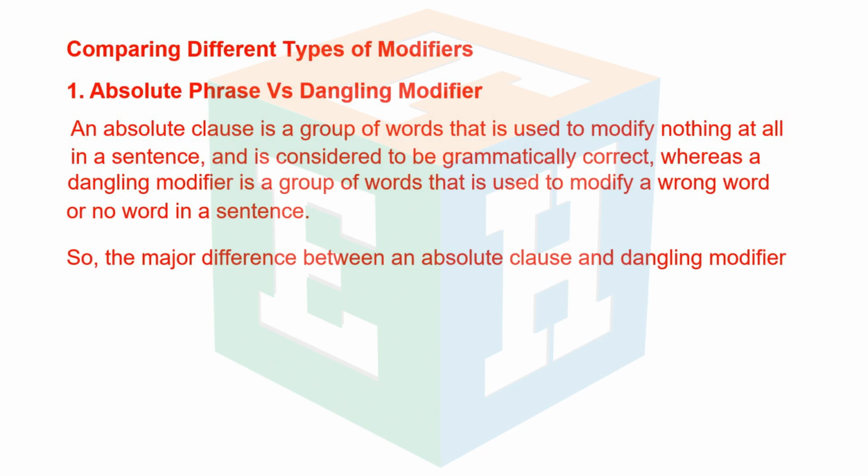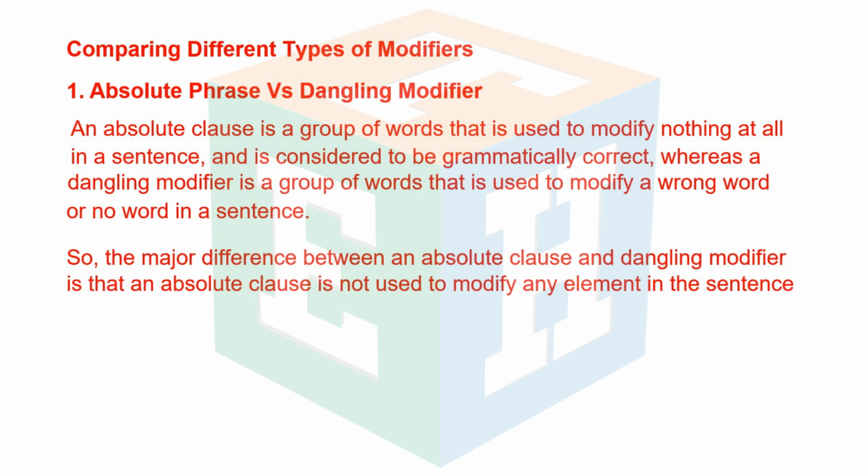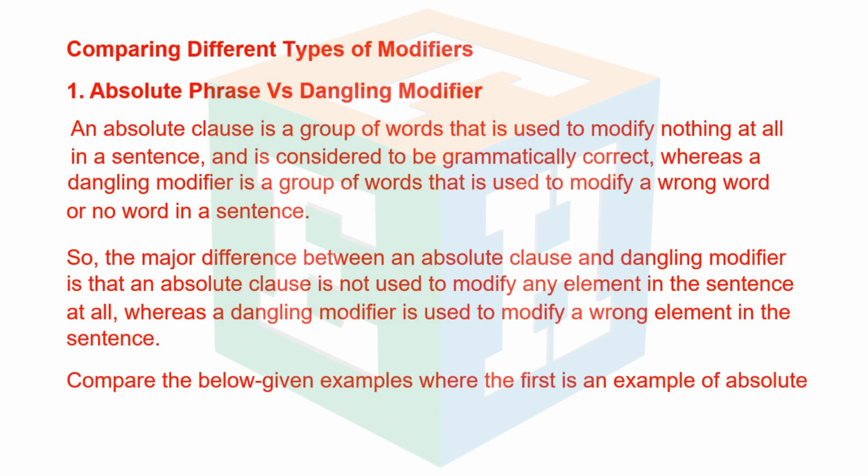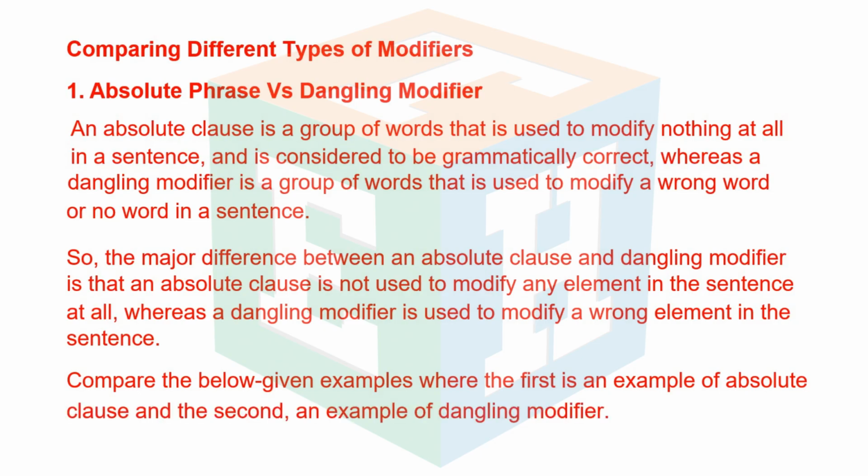So, the major difference between an absolute clause and dangling modifier is that an absolute clause is not used to modify any element in the sentence at all, whereas a dangling modifier is used to modify a wrong element in the sentence. Compare the below given examples, where the first is an example of absolute clause and the second an example of dangling modifier.